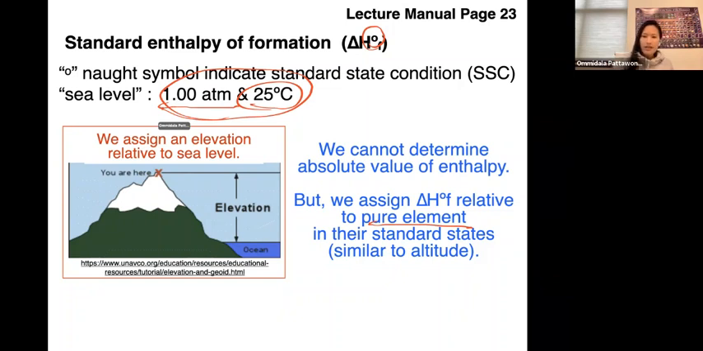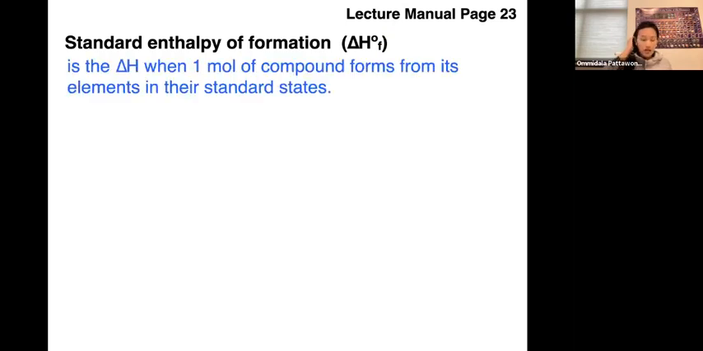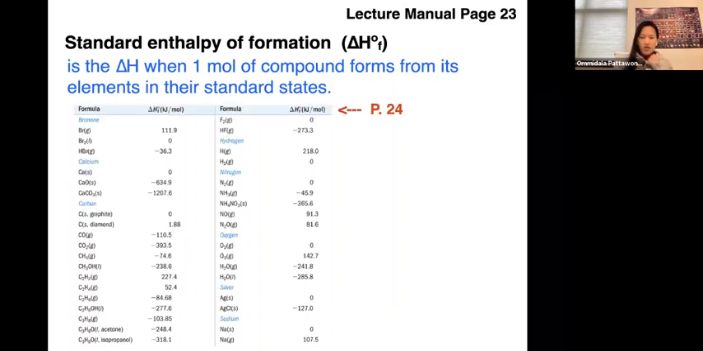So what do I mean by that? Let's take a look at the standard enthalpy of formation of different things. Before we get into that, let's take a look at the definition real quick. Delta H naught F, the standard enthalpy of formation, is the change of enthalpy when 1 mole of compound forms from its elements in their standard state. For example, if 1 mole of carbon monoxide is going to form from its elements, carbon and oxygen, in their standard state.